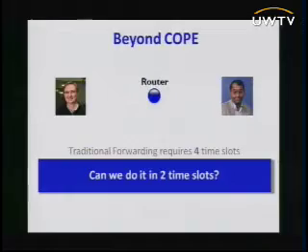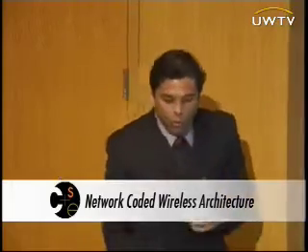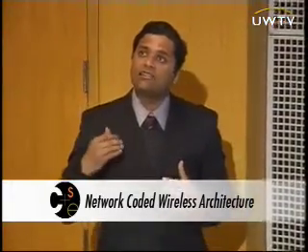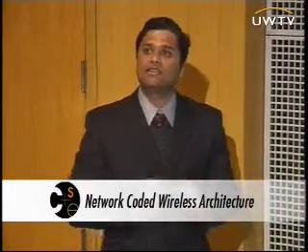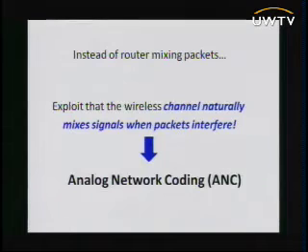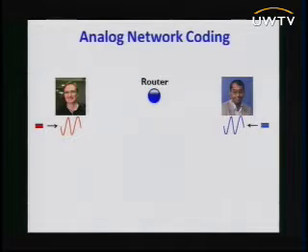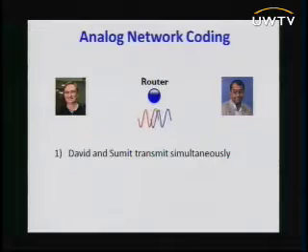If you take a step back and think about this, why not exploit the fact that the wireless channel naturally mixes signals when packets interfere? Why not perform network coding on analog signals themselves? So let me again demonstrate through the same example. David and Sumit are sending packets to each other, but now we are representing the packets with the actual signals they are transmitting on the medium. Here's the key difference. Instead of transmitting these packets separately, David and Sumit are going to transmit simultaneously.